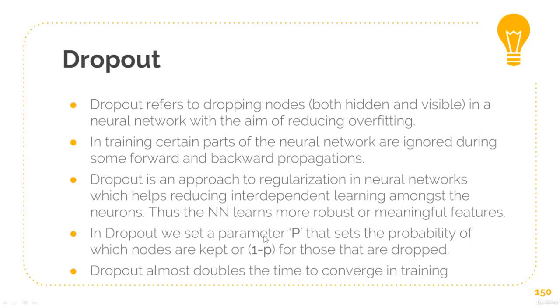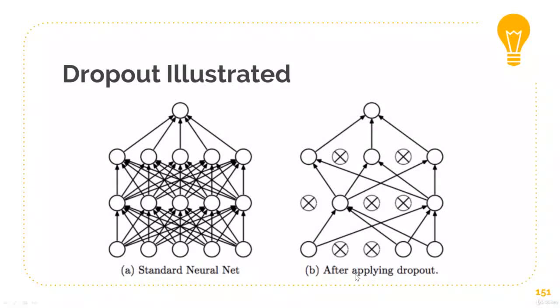So in dropout, there's one parameter we use, it's called P, and P is the probability that the nodes are kept or dropped out in the training process. The only consequence of using dropout though is that it almost doubles the training time to converge during training. So this is a good illustration of dropout. This is how a standard neural net works when we train it. And after applying dropout, let's say this is a fairly high value, these nodes here are ignored, and these nodes here are used in training.